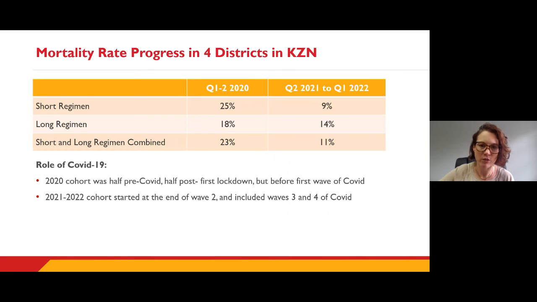And then finally, we can't really not mention COVID because it was obviously all happening around the same period of time. So when we look at the first cohort, half of it was actually before the first lockdown, so presumably unaffected by COVID. But the second part of that 2020 cohort was after the first lockdown, but it was before the first wave of COVID. Then in the 2021 to 2022 cohort, that started just at the end of wave 2 of COVID and included waves 3 and 4 of COVID experienced in KZN.